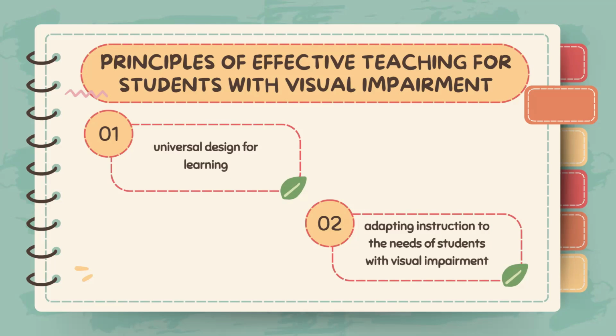The second principle is adapting instruction to the needs of students with visual impairment. Educators should incorporate multisensory teaching methods, such as tactile learning. So, Braille, raised line maps, and 3D models allow students to interact with materials using touch. Next is auditory learning. So, text to speech software, audiobooks, and verbal instructions can help students who rely on listening. For example, a literature teacher can use audiobooks or text to speech app to allow students to access reading materials.